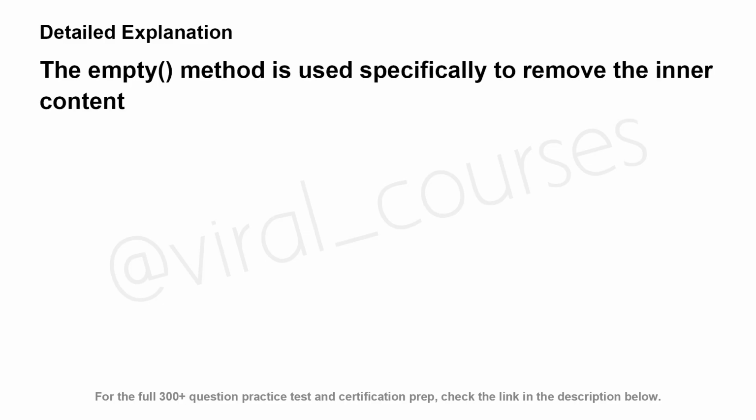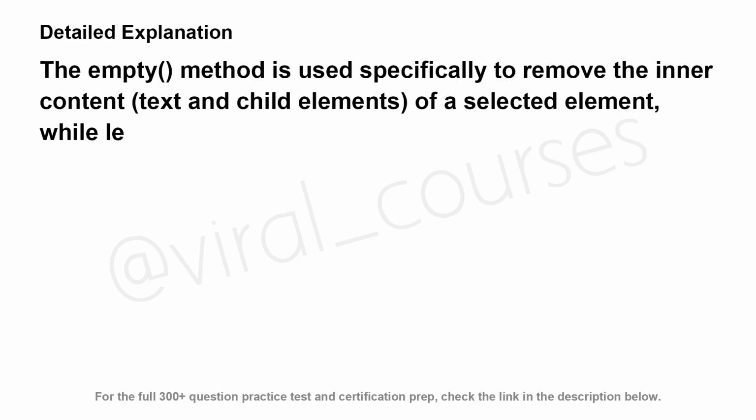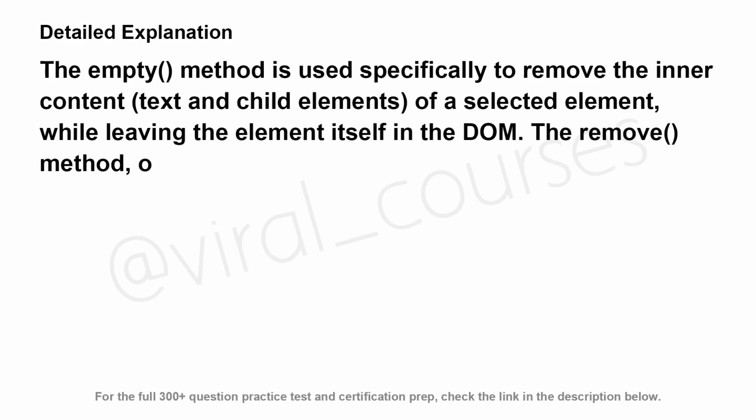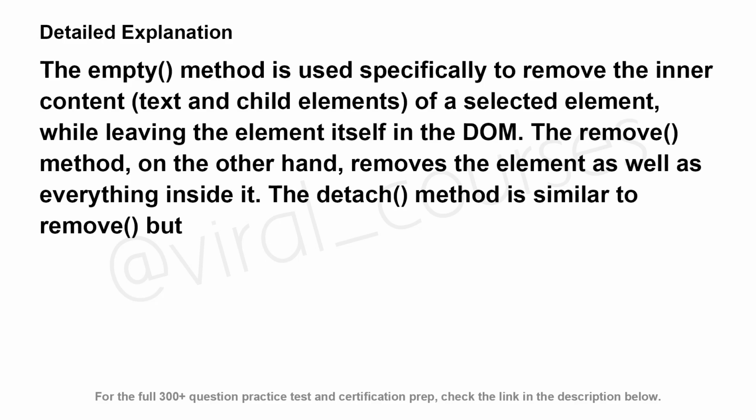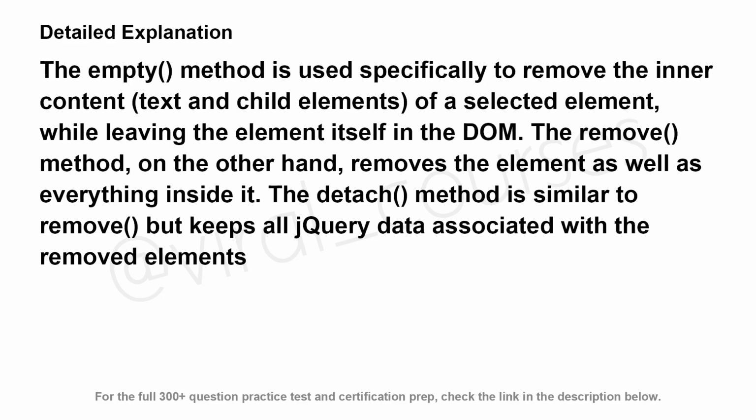The empty method is used specifically to remove the inner content, text and child elements, of a selected element, while leaving the element itself in the DOM. The remove method, on the other hand, removes the element as well as everything inside it. The detach method is similar to remove, but keeps all jQuery data associated with the removed elements for later reinsertion.